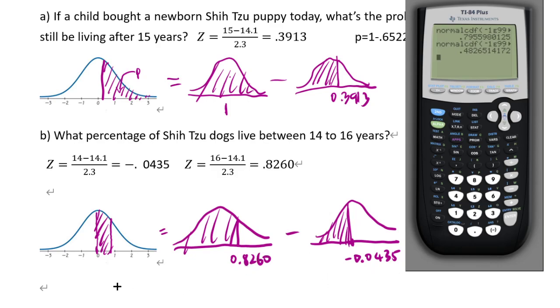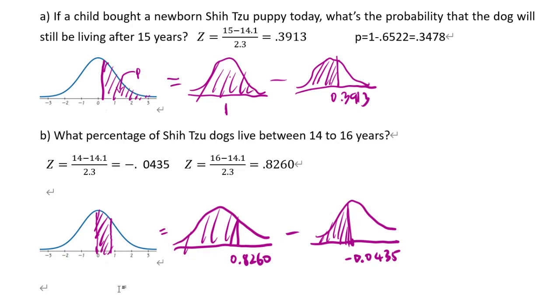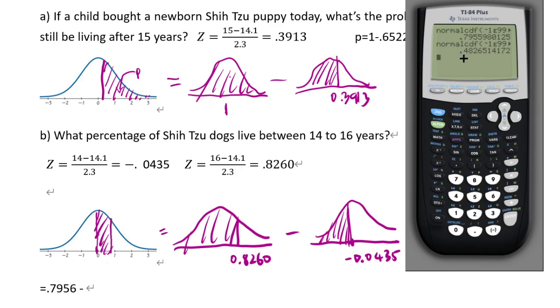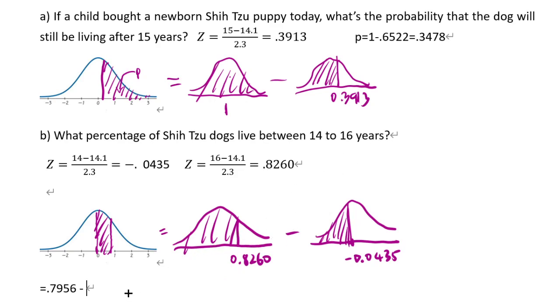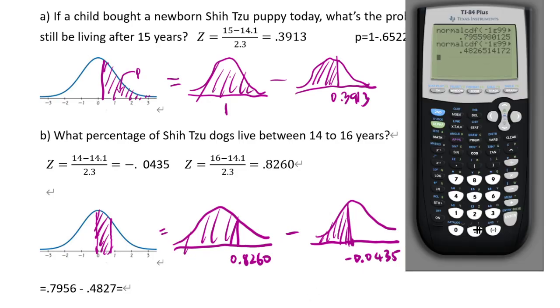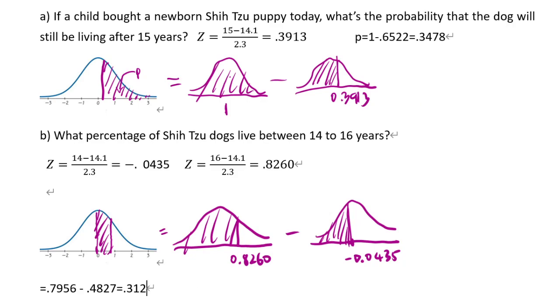So the first number is 0.7956, minus the second number, which is 0.4827. What is 0.7956 minus 0.4827? That's 0.3129. So 31.29% is the probability.